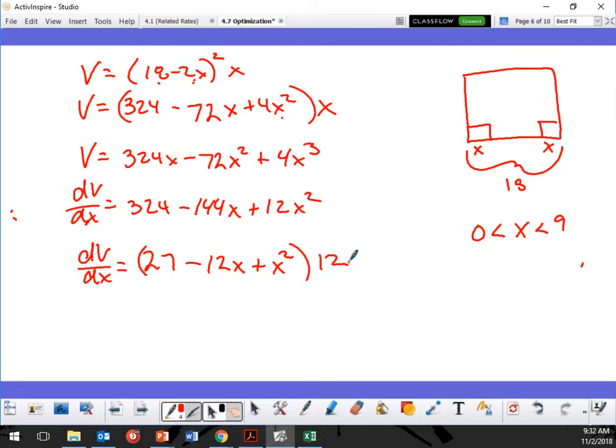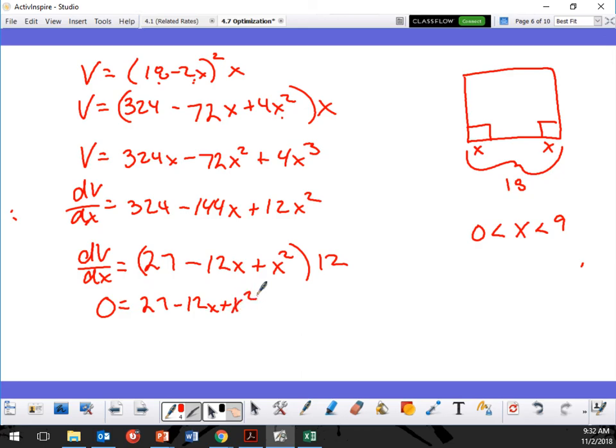Now, whenever we're minimizing or maximizing, we always set it equal to 0. For all those people at home, you can play along with the home version of this game. It's interactive. So 0 equals 27 minus 12x plus x squared.